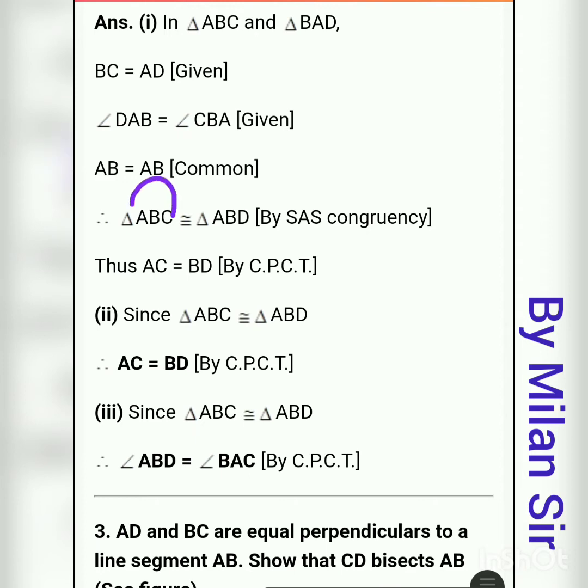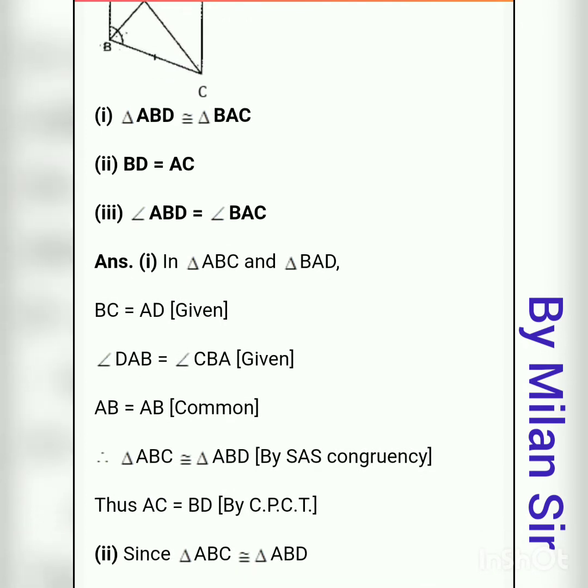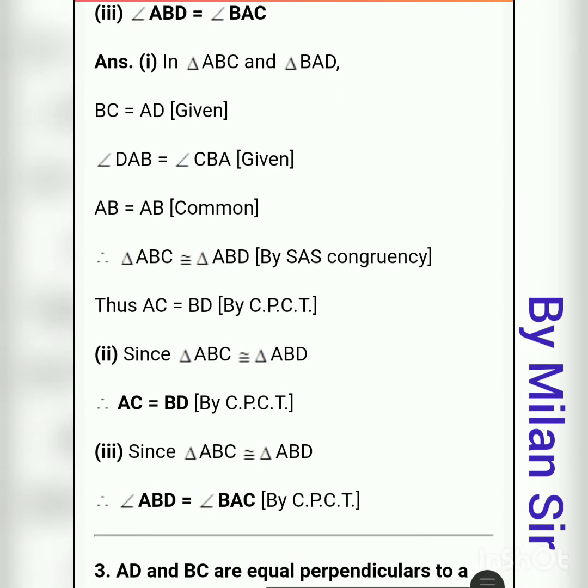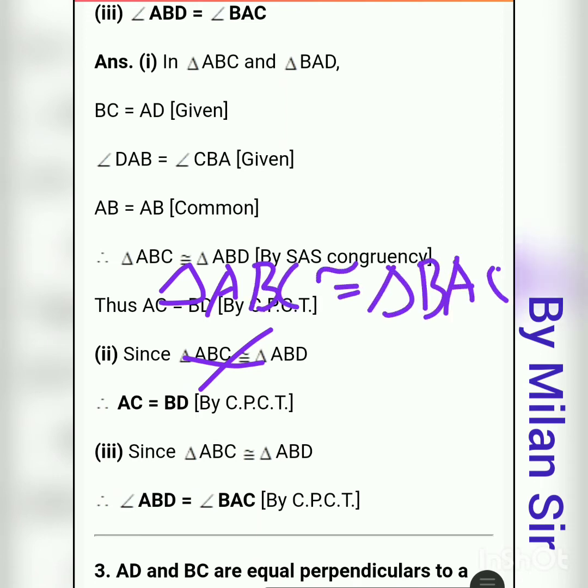So first and third position. Here, sorry, this is wrong. Triangle ABD is congruent to triangle BAC. This line is wrong. Here we need to write ABD congruent to triangle BAC. Okay, now we need to prove for the AC.